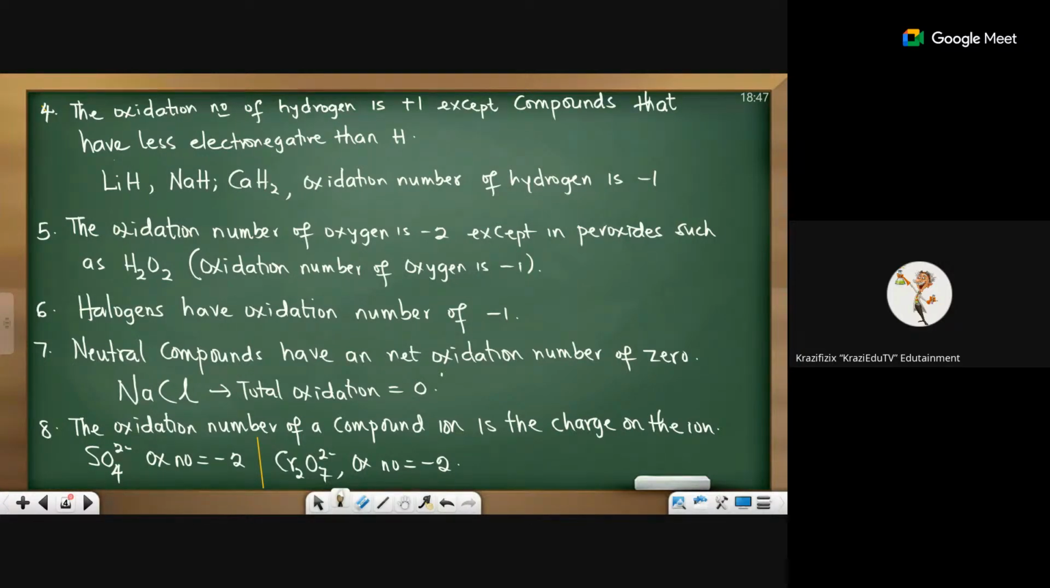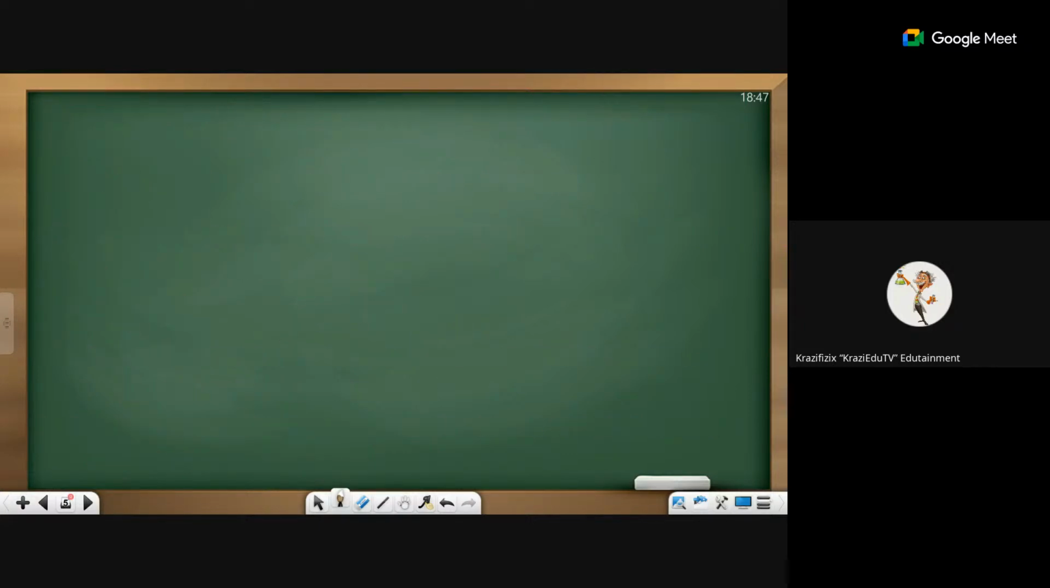This is very, very important that we get these oxidation number rules. Let's look at a few examples in terms of calculation. Then we will define. Examiners will tell us to calculate. All right, let's check this. Examples.